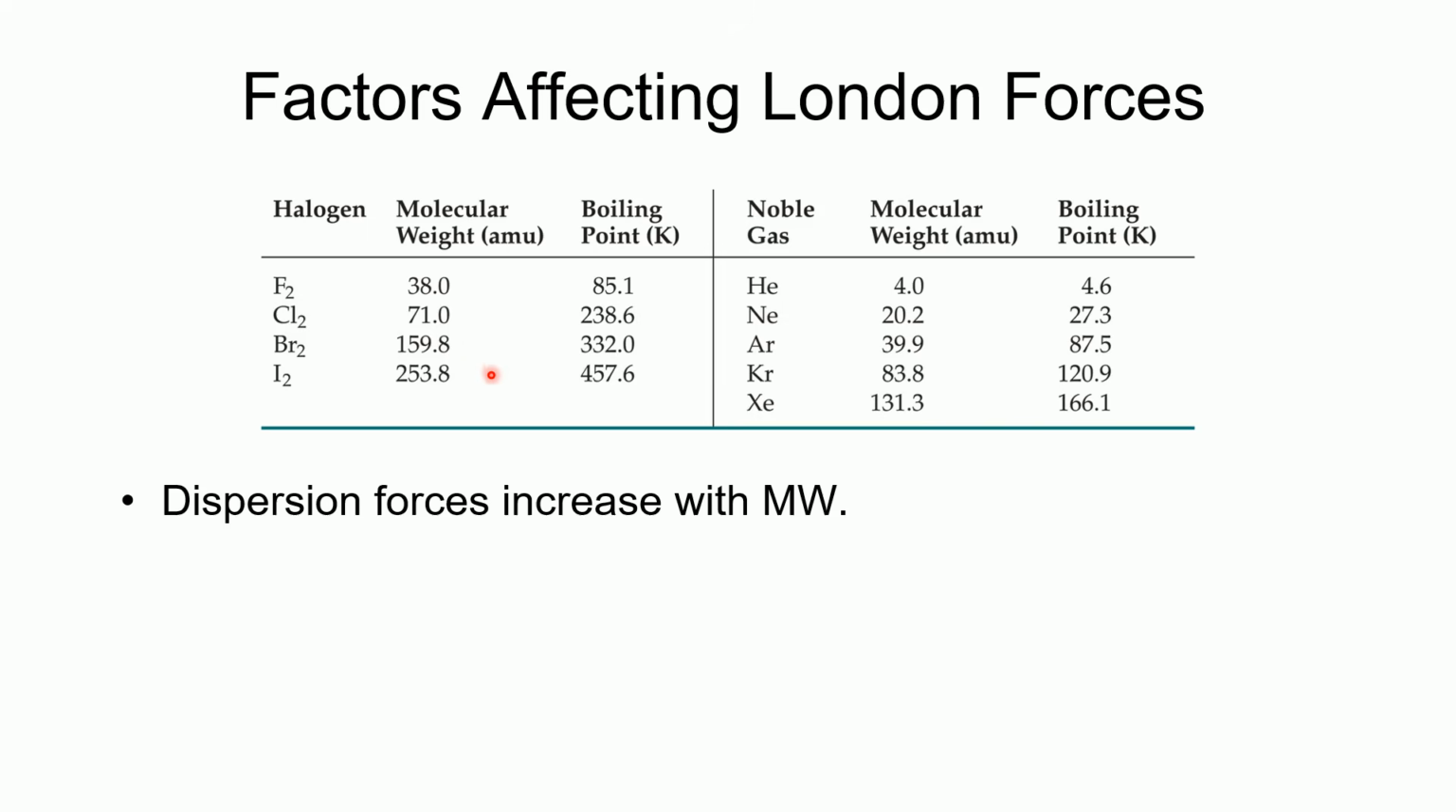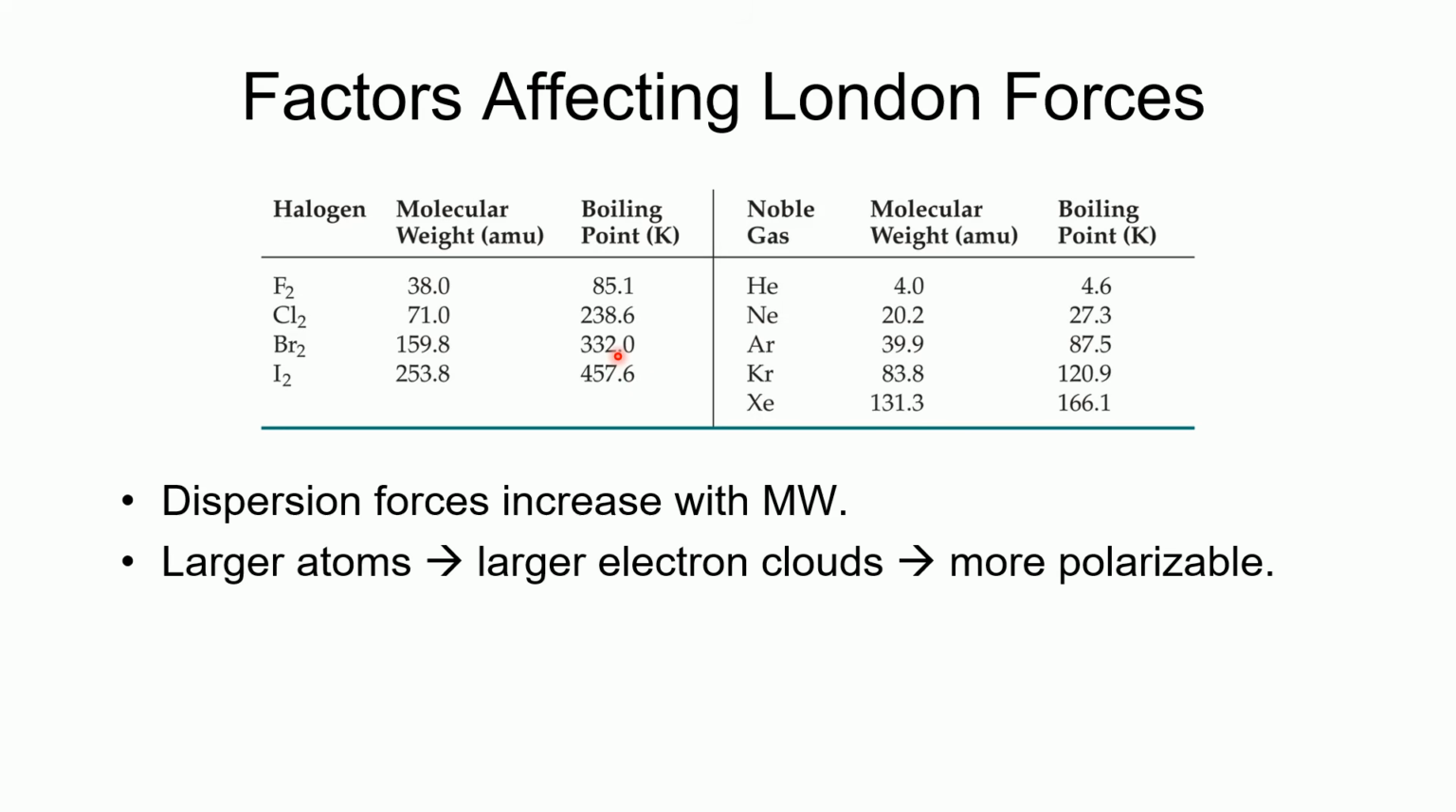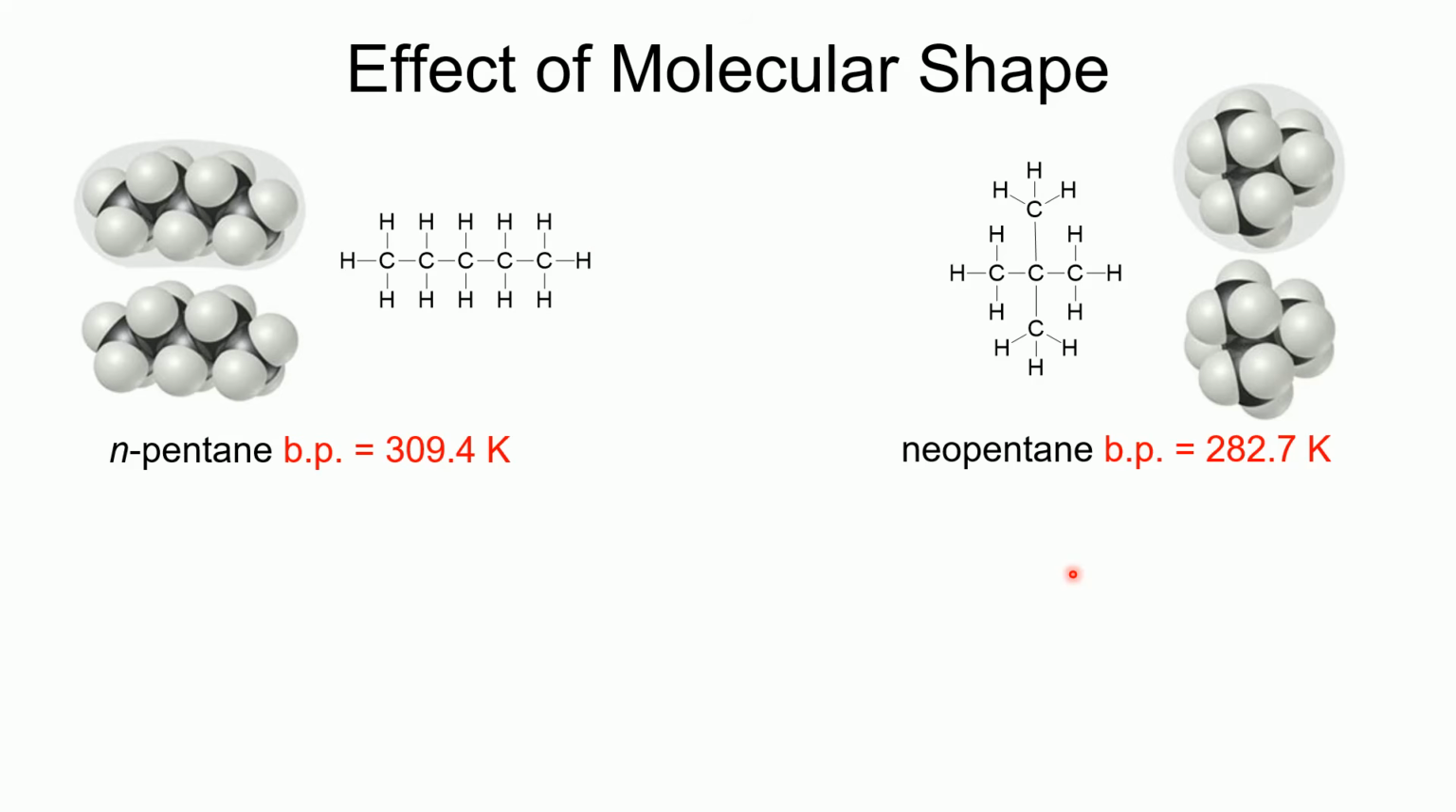We'll find this works not just for noble gases, but also for other things like fluorine, chlorine, bromine, and iodine, which are group 7 halogens. As we increase the size, going down that list, we'll find that the boiling point increases pretty substantially. So the idea is that the larger the atoms are, the larger those electron clouds, or the larger the shells of electrons are, and therefore the more polarizable the molecules are.